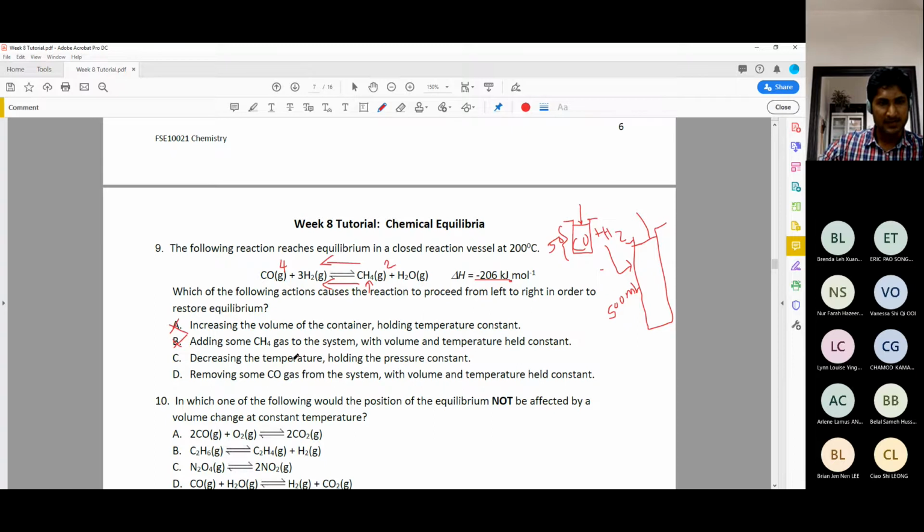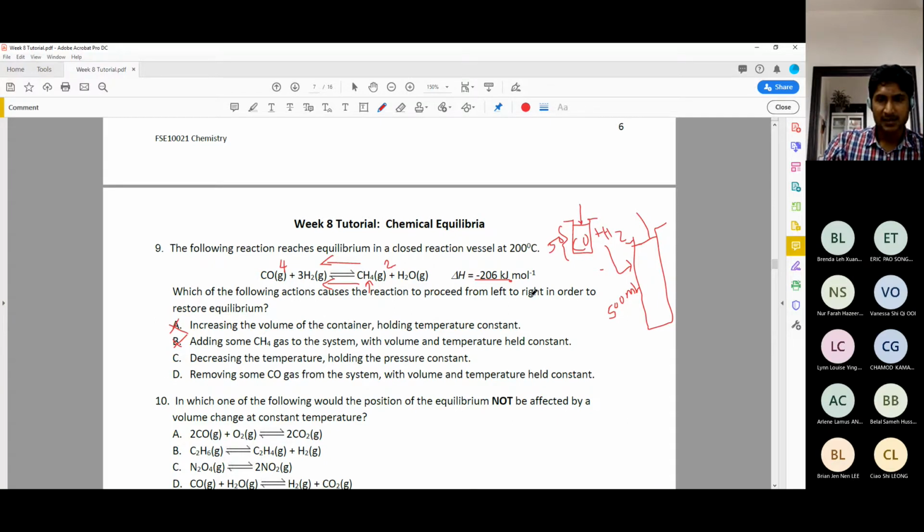Option C says decreasing the temperature, holding the pressure constant. Okay. If I decrease the temperature, but I keep the same pressure, then what? Same pressure means there is no change. Forget about the temperature, the pressure is the same. That means if they are in equilibrium, they are still in equilibrium at the same pressure. But suddenly I'm decreasing the temperature. I put some ice around it, and then reduce the temperature.